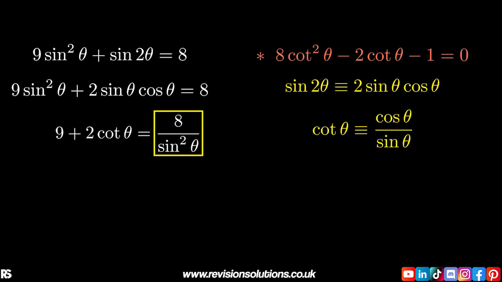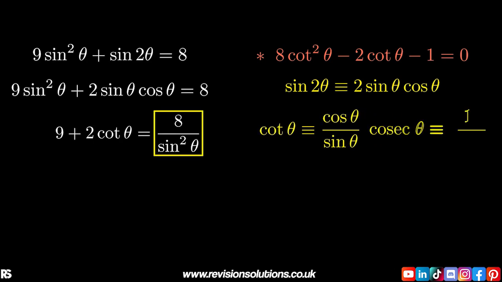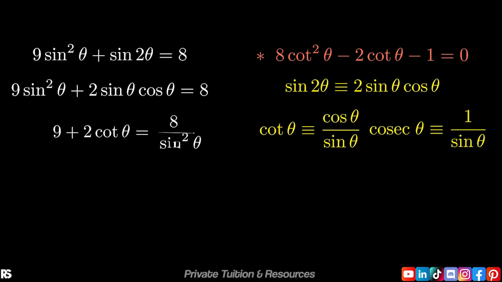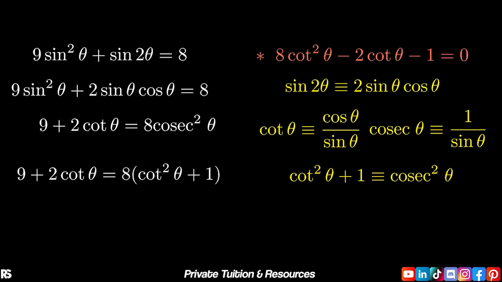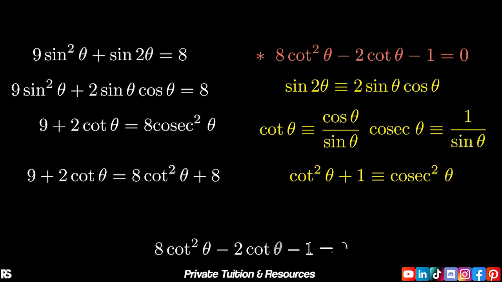Now we have to remember cosec theta is 1 over sin theta. So we can replace 8 over sin squared theta with 8 cosec squared theta. To replace the cosec squared theta with cot squared theta, we need to remember the identity 1 plus cot squared theta equals cosec squared theta. If we multiply this out, we can rearrange to get the final answer.